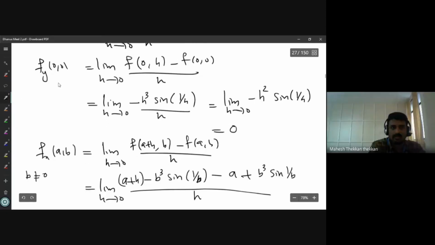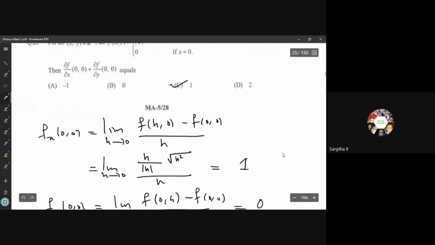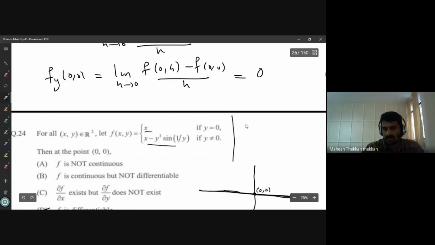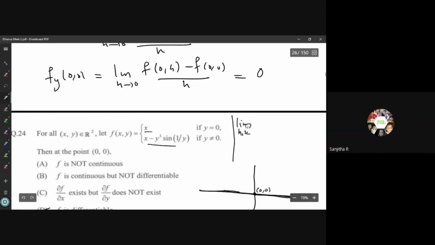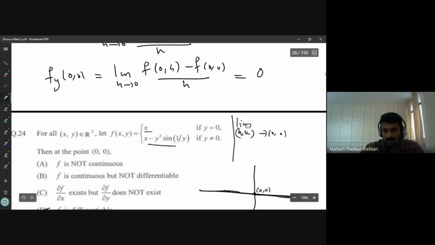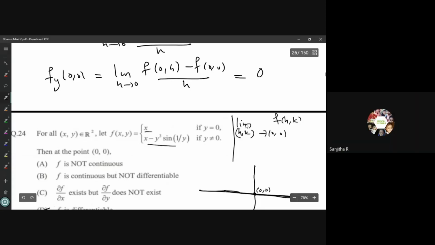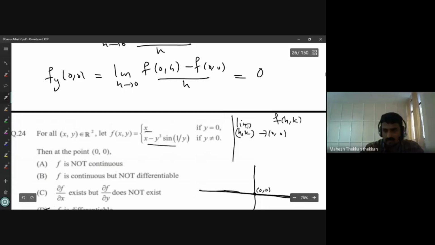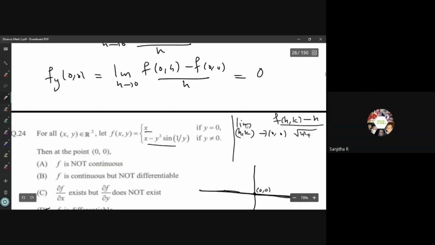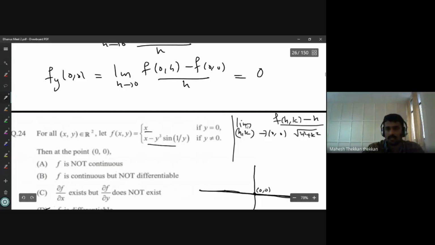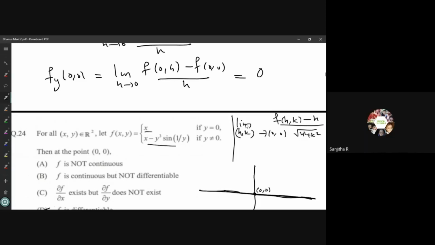One is 1, the other one is 0, right? If you plug that into your expression, what you have to look at is the limit as (h,k) tends to (0,0) of [f(h,k) minus f(0,0) minus alpha h] divided by square root of h square plus k square. f(0,0) is 0 only, and alpha is 1 here, so minus h. That should exist.